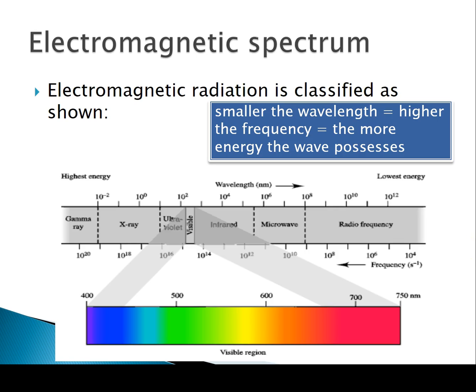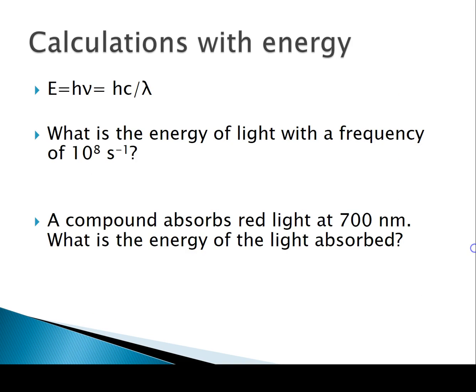That is why infrared radiation we feel is heat, and ultraviolet radiation will give you a sunburn because it has more energy than does infrared. Okay, so we can do calculations with energy according to this equation. E equals h nu, which also equals hc divided by lambda.